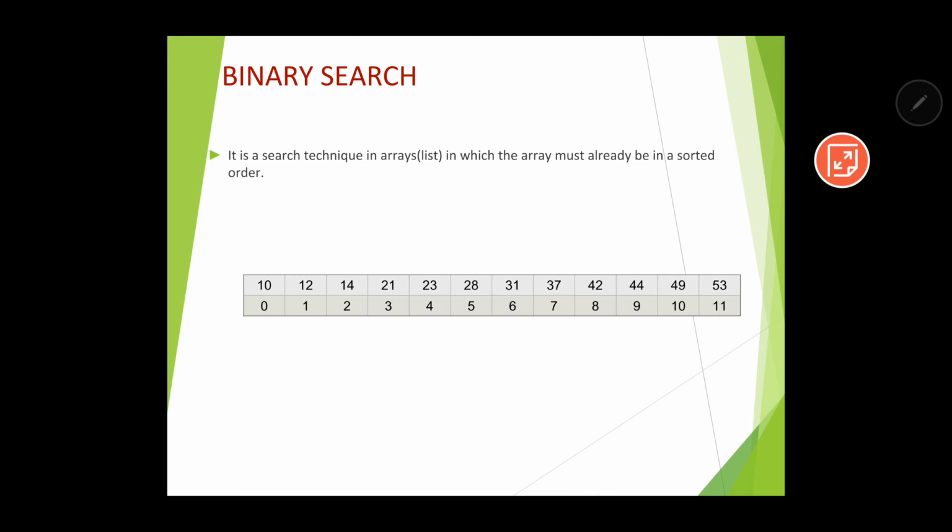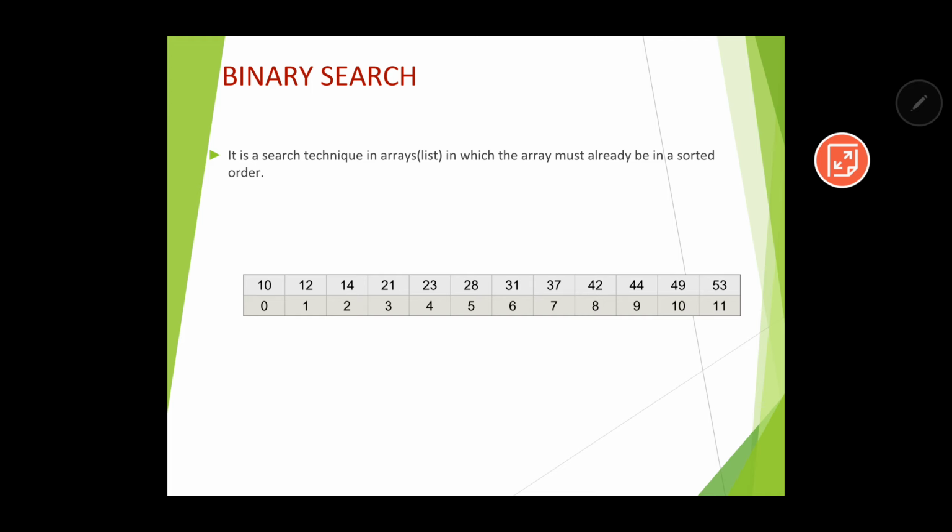So what is binary search? It is a search technique in arrays or lists in which the array must already be in a sorted order. Here you can see a list of elements: 10, 12, 14, 21, 23, 28. What are all these? These are a list of elements. A list of elements of the same type is known as an array. Arrays are nothing but lists, but with elements of the same type.